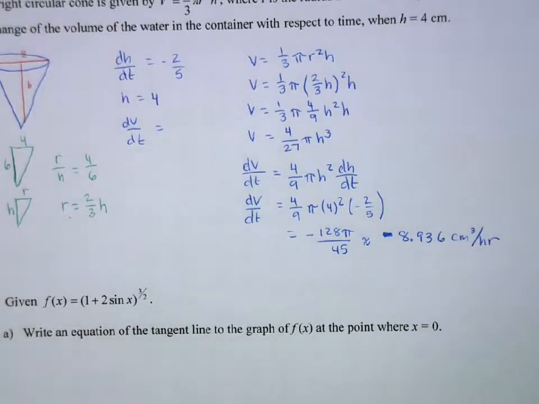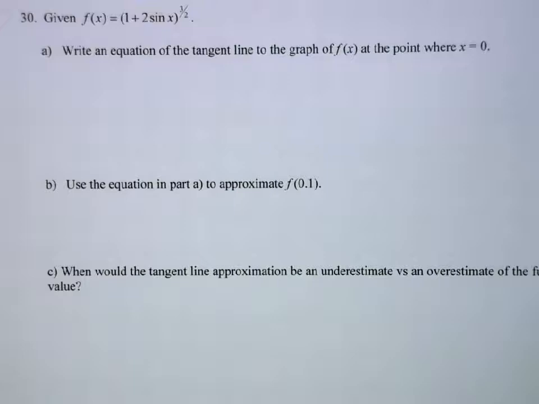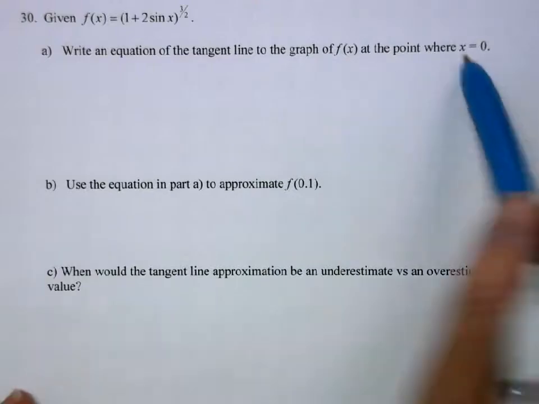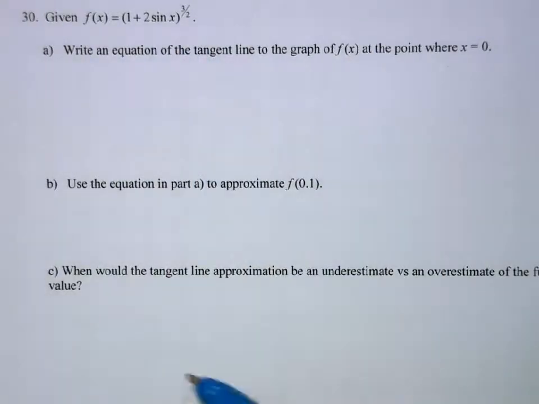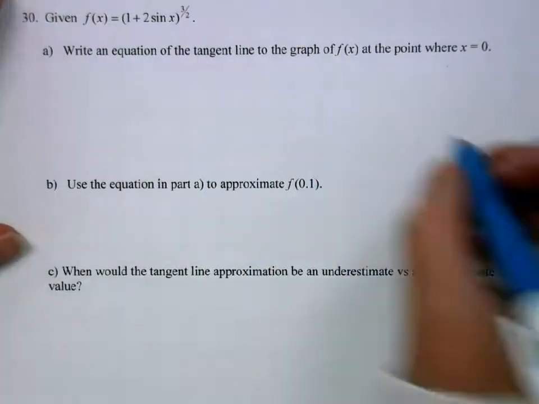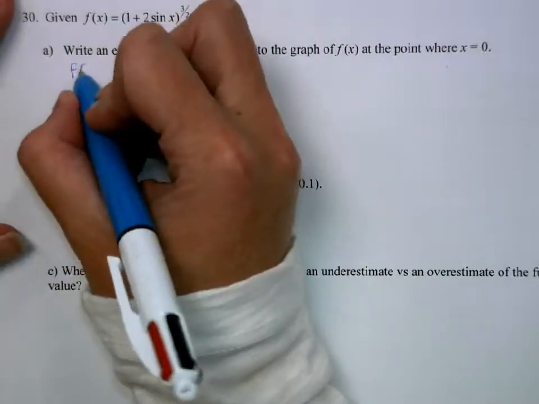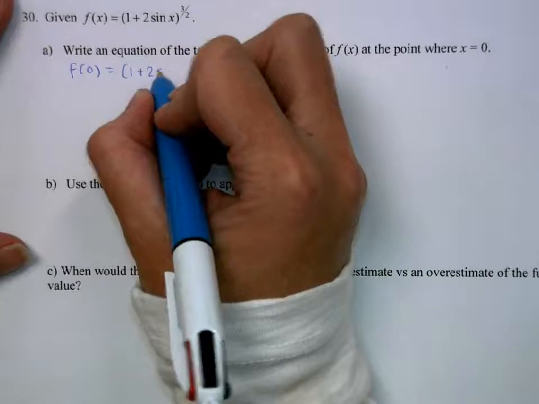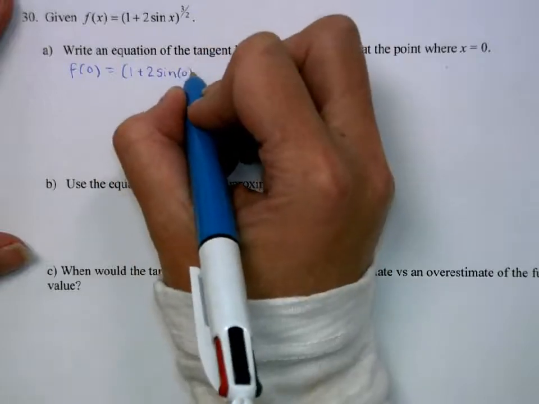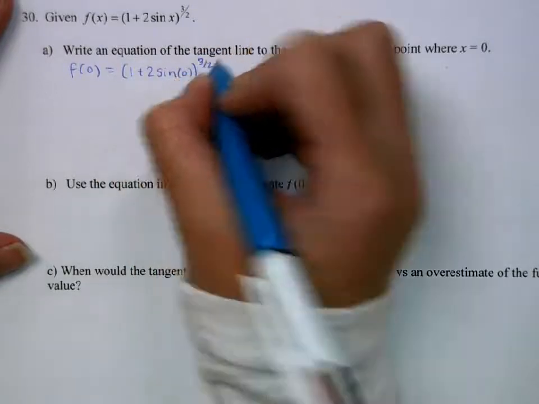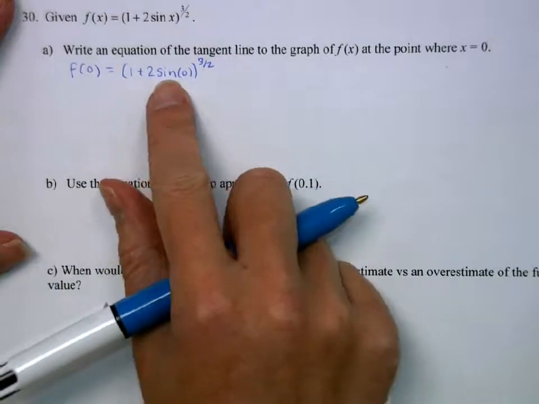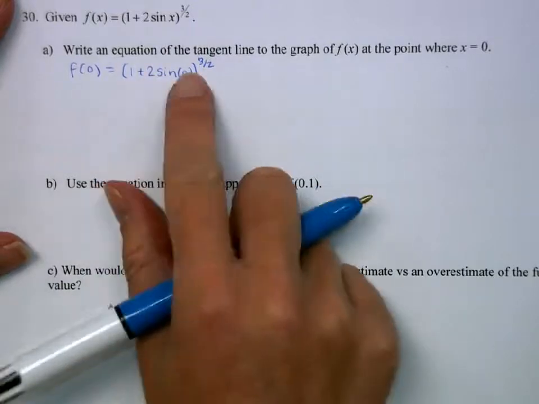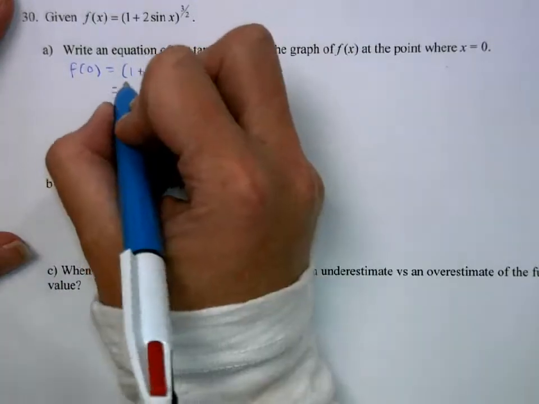Okay, our final problem. Write an equation for the tangent line to f of x where x equals 0 with this equation. We always need two things when writing the equation of a line. We need a point and a slope. Okay, so if I plug in 0, sine of 0 is 0, so we have 1 to the 3/2, which is just 1. So our point is 0, 1.